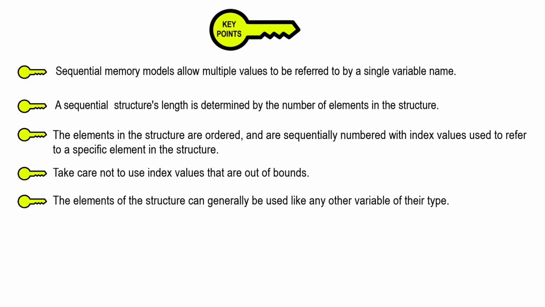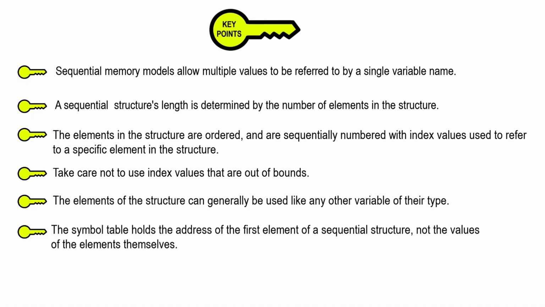The elements of the structure can generally be used like any other variable of their type. The symbol table holds the address of the first element of a sequential structure, not the values of the elements themselves. Strings are sequential structures, and the individual characters of the string can be accessed with an index. However, remember that strings are immutable, so while the individual elements can be accessed and used, they cannot be changed using indexing.